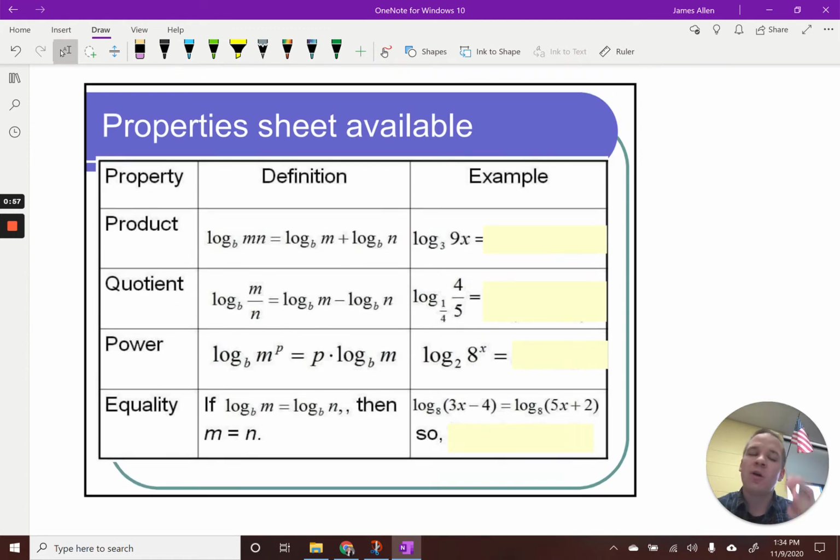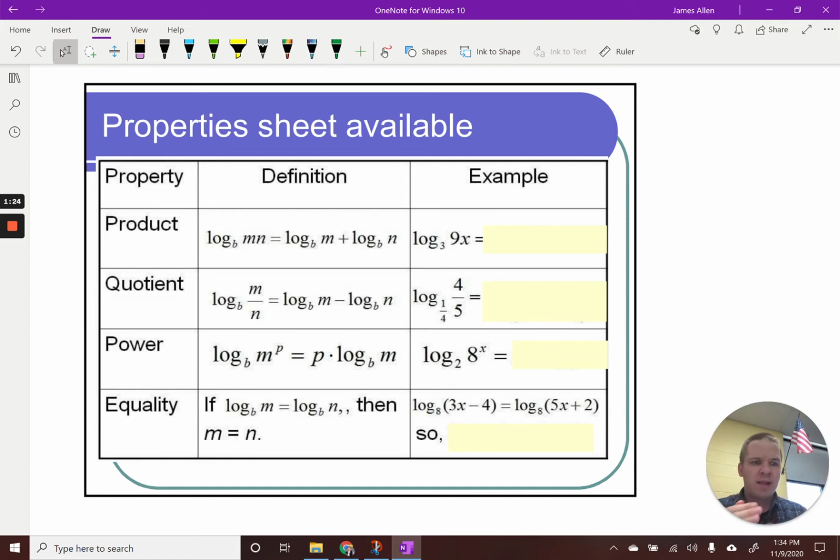So here we go. You're going to want to pause for this to jot it down because I'll probably go a little bit faster than you can write. We got log base b of m times n can be expanded into log base b of m plus log base b of n. And these work both ways here. Flippy floppy. So I can go from a sum to a product to a sum.